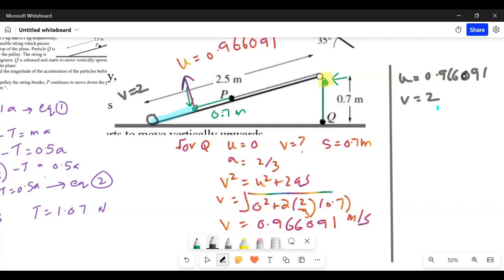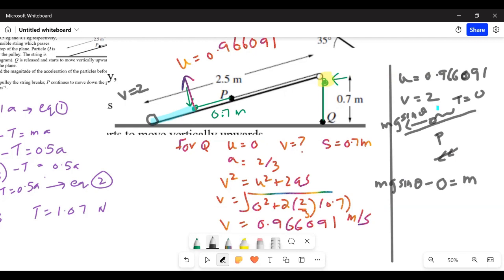So now the string is broken. So there is no force at the back. So here, the string was at the other end. So P is falling down, but there's no force over here. T is equal to 0 because the string has broken. There's a force over here, which is mg sine theta. So forward force is going to be mg sine theta minus backward force, which is now 0, equals ma.